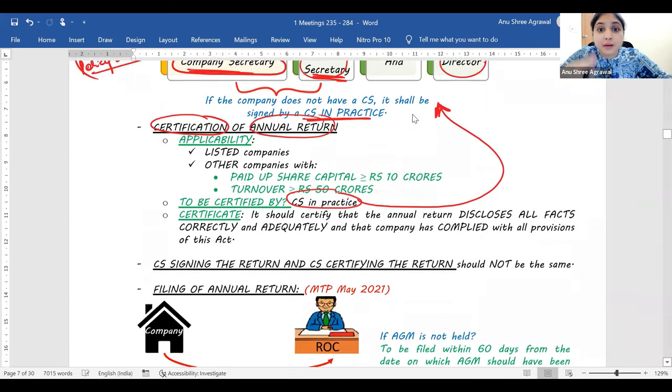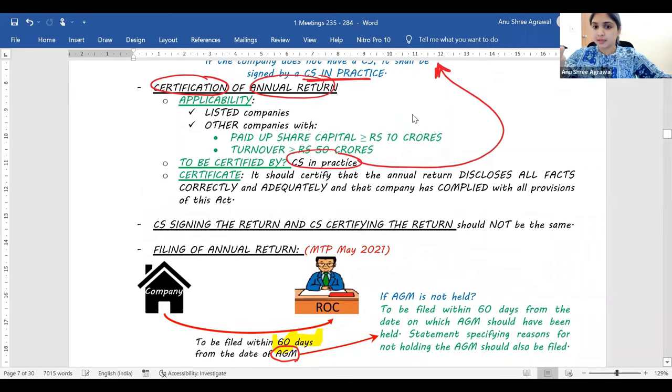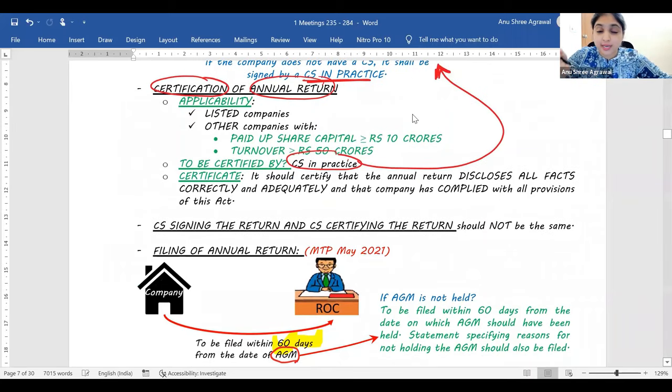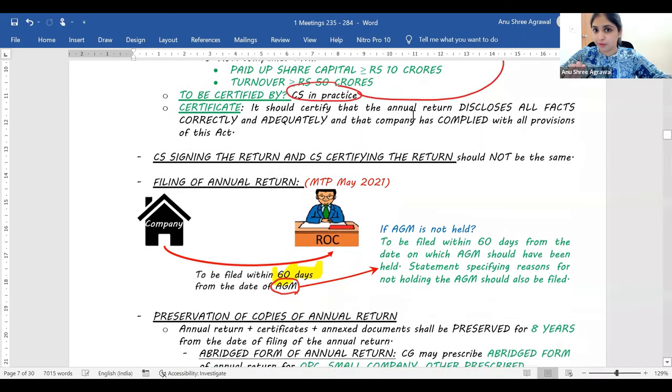Any other company, company secretary and director should sign. Then we learned if I'm a listed company or any other company with paid up share capital of at least 10 crores or turnover of at least 50 crores, then my annual return also has to be certified by a company secretary in practice. But the company secretary who's signing the annual return and the one who's certifying it have to be two different people.